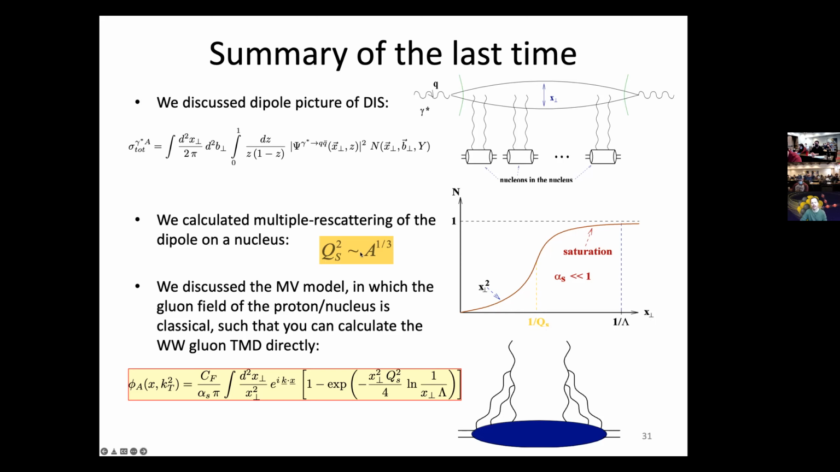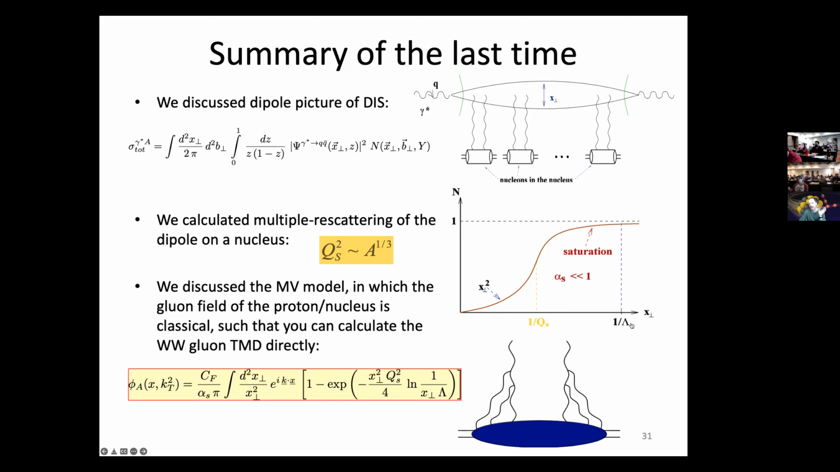And we argued that Q_S for a nucleus, that was a nucleus target example, Q_S squared grows as A to the 1/3. So for large nuclei, it can be perturbatively large. Then 1 over Q_S would be perturbatively short, the distance.